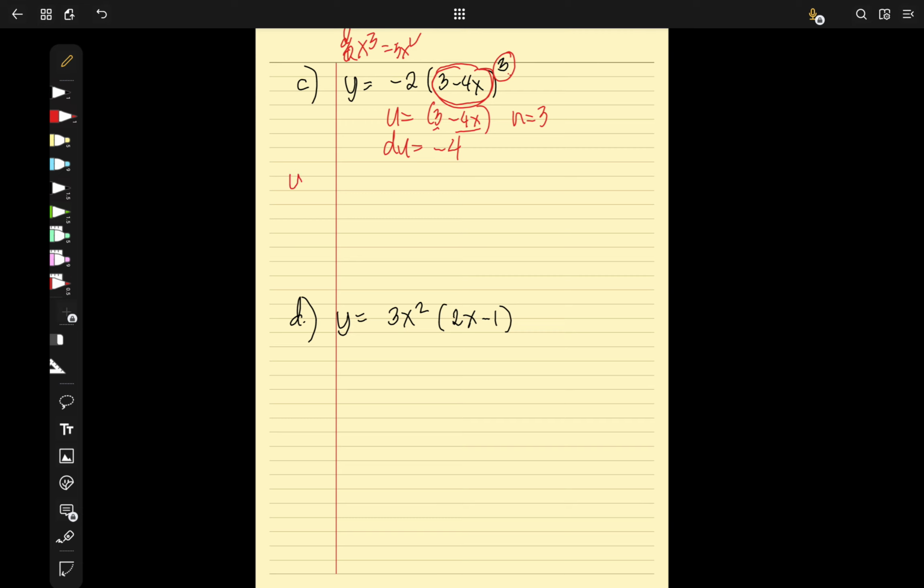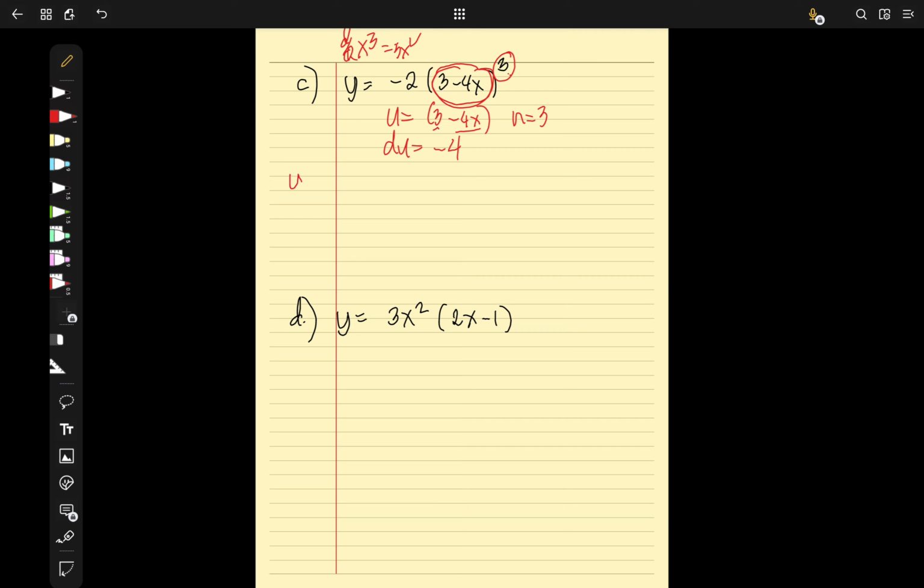So, let's apply the formula. n, u raised to n minus 1, times the derivative of u. That's it, my friends. So, let's repeat. This is your n, u to the n minus 1, derivative of u with respect to x.